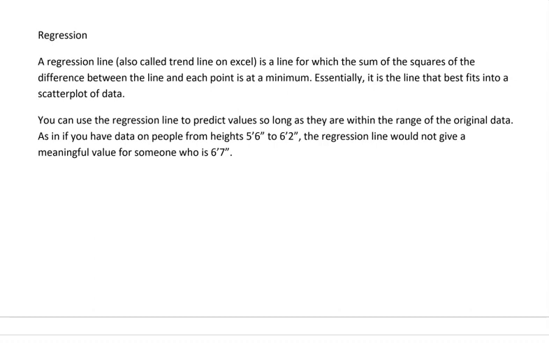So you can use the regression line to predict values so long as they're within the range of the original data. As in, if you have data on people from heights 5'6" to 6'2", the regression line would not give a meaningful value for someone who is 6'7". If you had somebody that was 5'9", for example, within that range, then the regression line would give you a pretty good estimate of whatever you're talking about, maybe weights of those people.